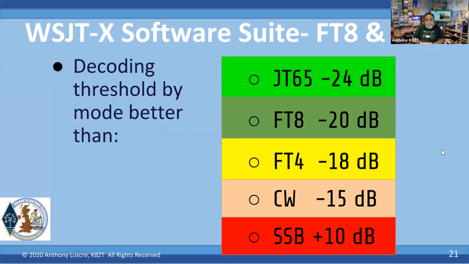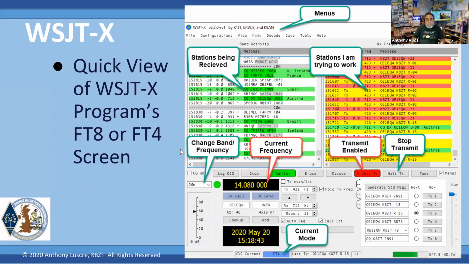Here are some numbers. If you notice, single sideband requires about a 10 dB difference between signal and noise ratio. A great CW operator can get down maybe to 15 dB. Not everyone can. But you'll notice with FT8 and FT4, we're even much lower. This is just a screenshot of the WSJT-X software, and I'll be going into detail in each of these different areas in a few minutes.